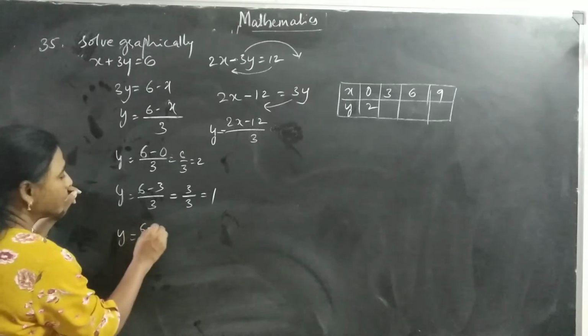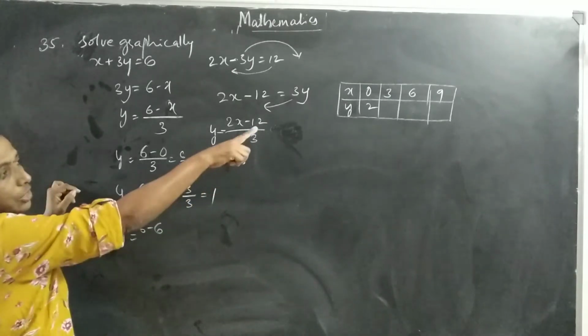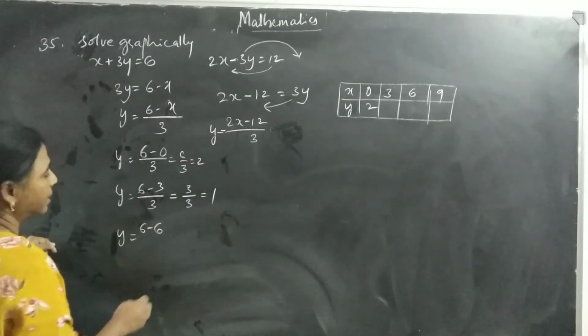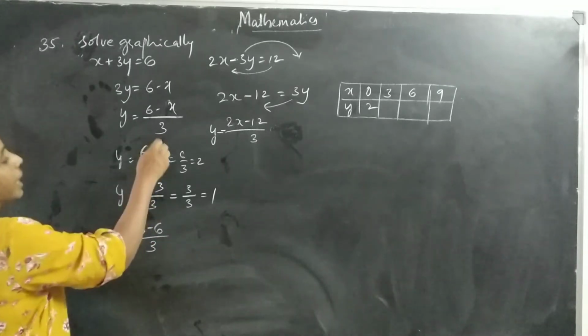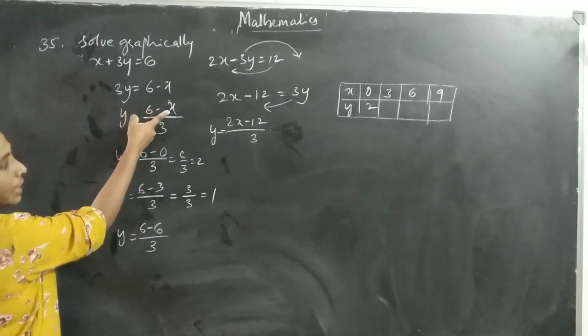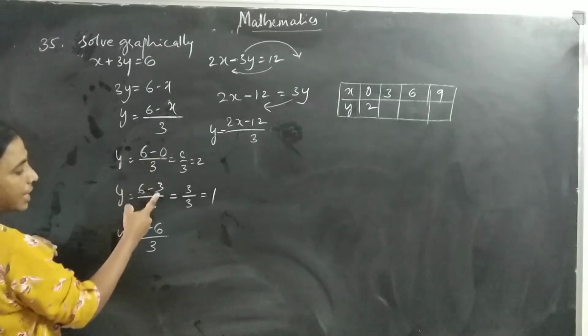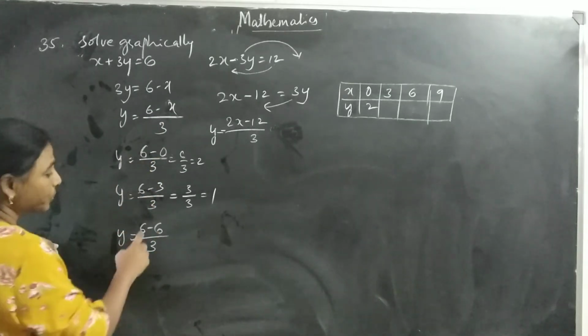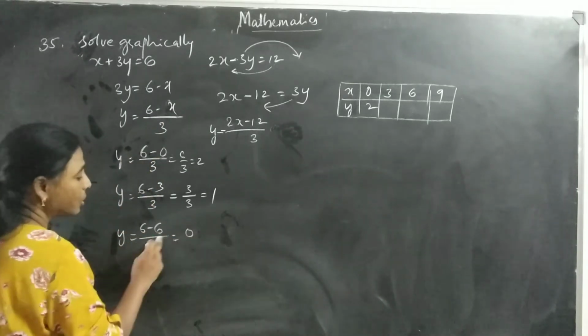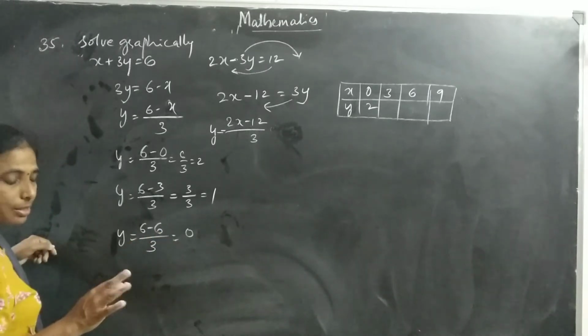y is equal to 6 minus 6 by 3. I have taken 0, 3, 6, 9, isn't it? That's the reason. I am substituting the value of x. See here, this is x. X value I am substituting. So 6 minus 6 is 0. 0 by 3, 0. Keep it 0.